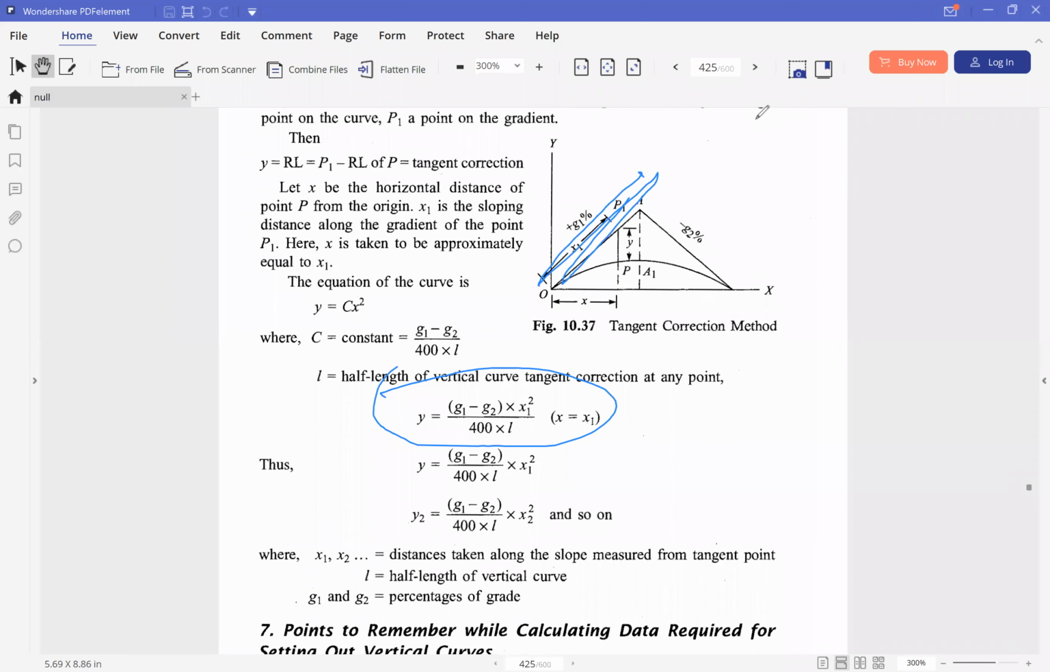So this is the technique that's called tangent correction. You can apply that, and you can calculate the corresponding points for any grade on the parabolic curve, right? As you can see over here, x1 and x2 are the distances along the slope measured from the tangent point, and L is half the length of the vertical curve, and G1 and G2 are the percentages of the grades. Now, there are some points that you need to remember while performing the calculations for this vertical curve.